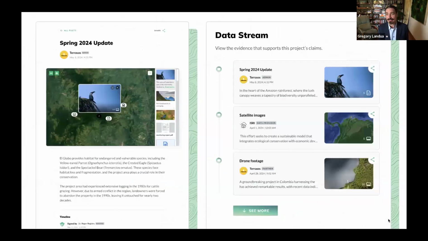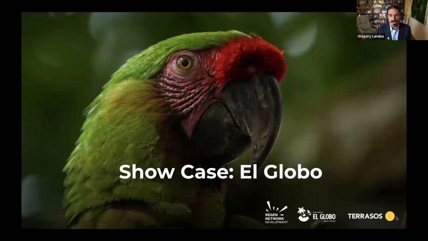So here's an example of data stream from Terrasos that's just bringing this all together into the dashboard in which you can actually see and interact with the data that's underpinning these Tebu tokens. You can move to the next slide. So really excited now to pass it off. I think we're going to get a deep dive now about El Globo and the specific project that is now for sale in the marketplace.